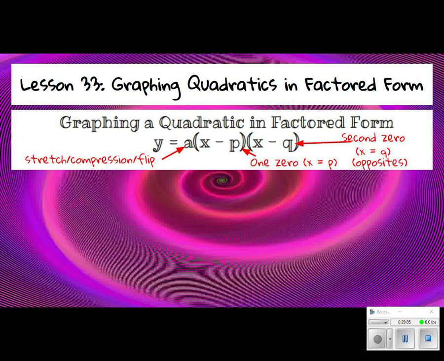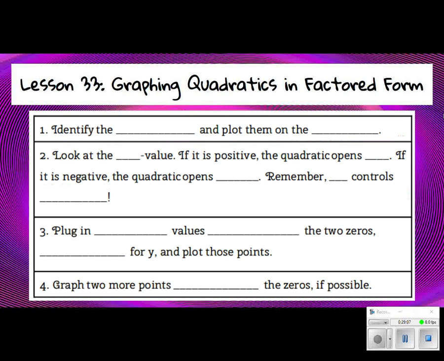Now, when we are looking at the steps to do this, we are going to first identify the zeros. So that is going to be your first step. Figure out where the zeros are and plot them on the x-axis. You're going to look at the a value. If it's positive, the quadratic opens up. If it's negative, the quadratic opens down. Remember, a controls how it opens. Plug in the domain values between the two zeros, solving for y, and plot those points.